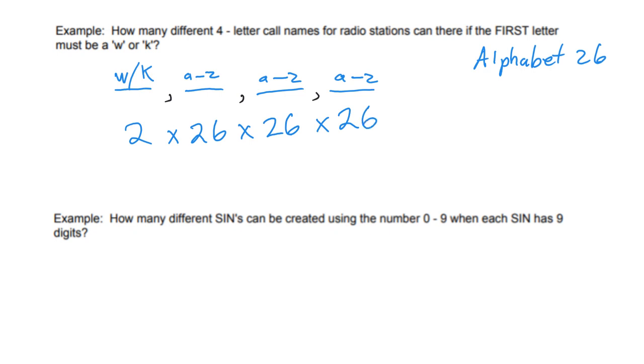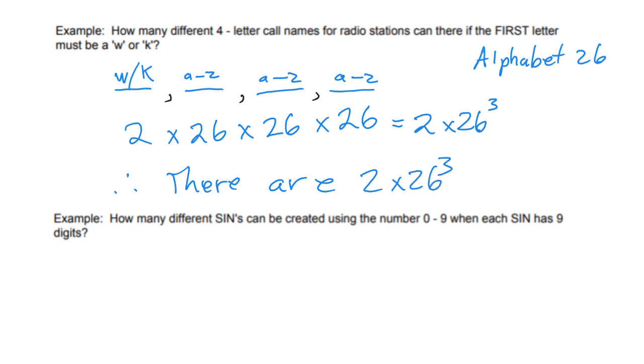So we pick one of either W or K. Then we pick a letter from A to Z, pick another letter from A to Z, and pick another letter from A to Z, which gives us something that looks like this: 2 times 26 to the power of 3. And you will say, therefore, there are 2 times 26 to the 3 different call names.